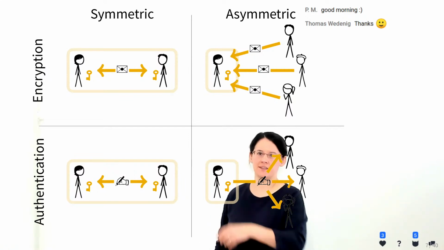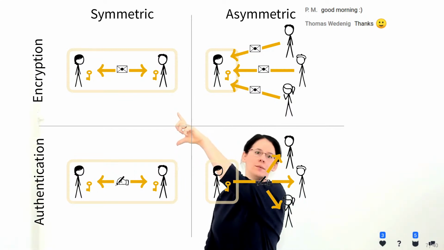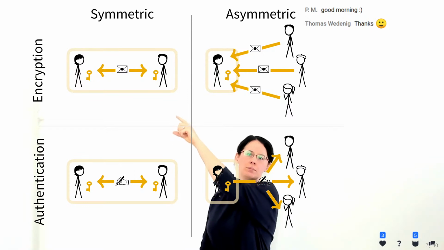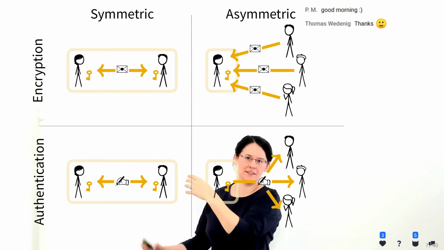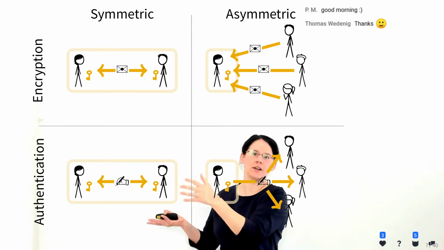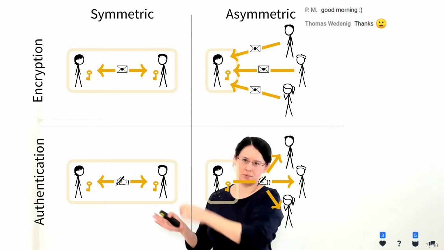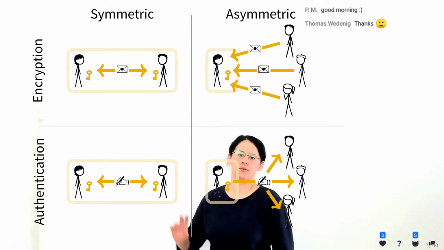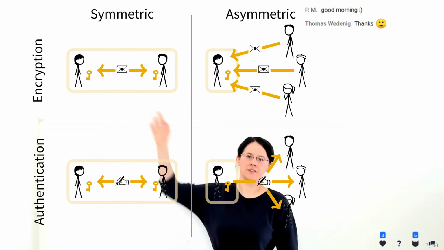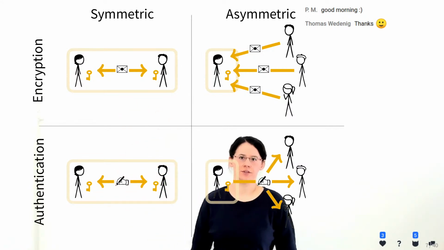In the symmetric case, it's always all communication partners, Alice and Bob. Both have the key, they're both the insiders, and we need to trust everything inside this golden box here. So they both can send each other hidden stuff and authenticate to each other.